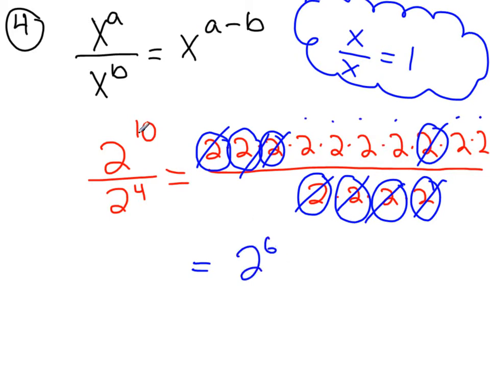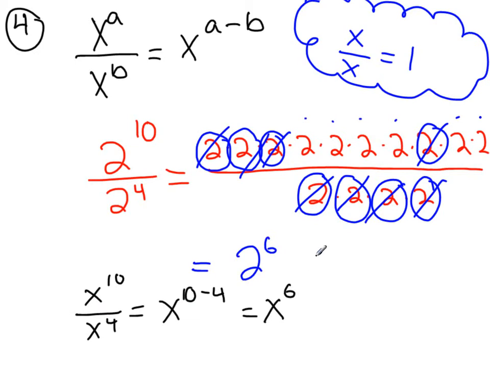And let's see if that follows. What's 10 minus 4? 6. Beautiful. And you can do the same thing with variables. Let's say we have x to the 10th over x to the 4th. Well, 10 minus 4 is what we'll do, and that is 6.